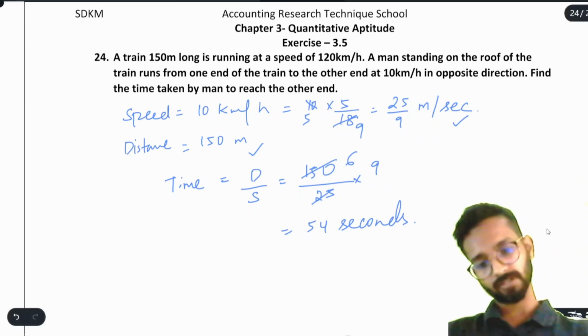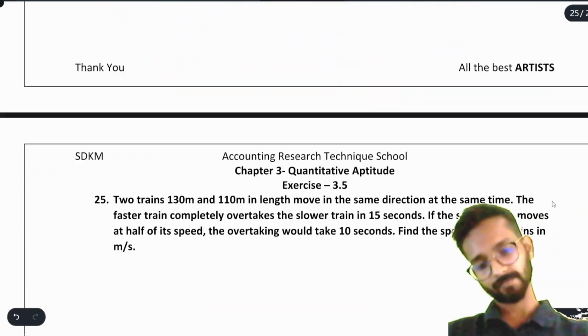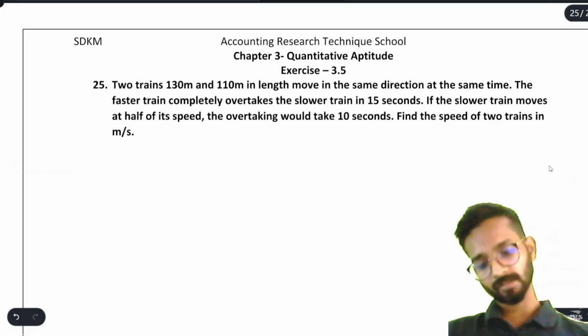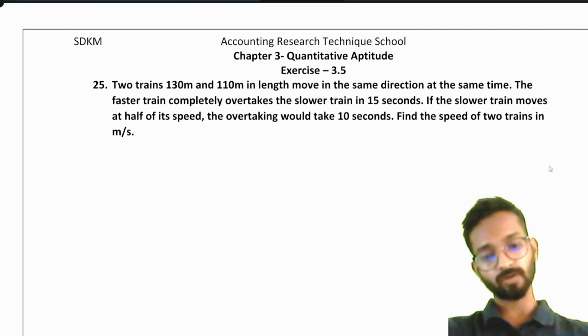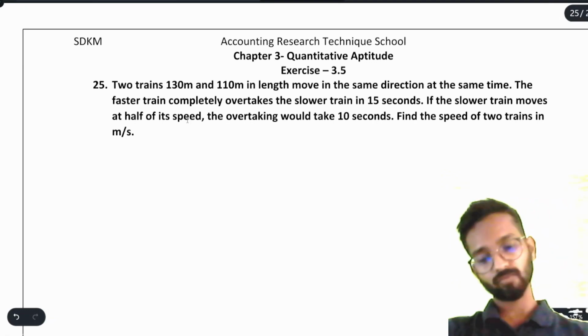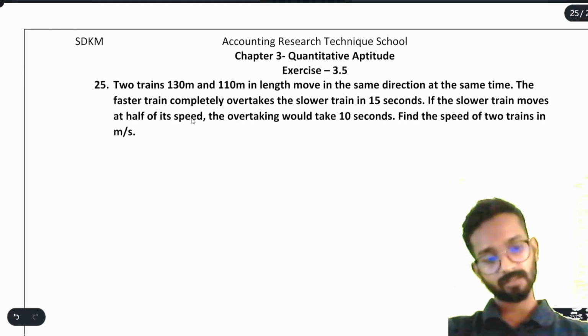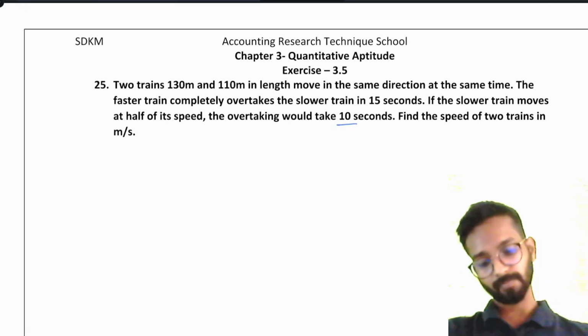Question number 25. Two trains of 130 meter and 110 meter in length move in the same direction at the same time. The faster train completely overtakes the slower train in 15 seconds. If the slower train moves at half of its speed, the overtaking would take 10 seconds. Find the speed of the two trains in meter per second.